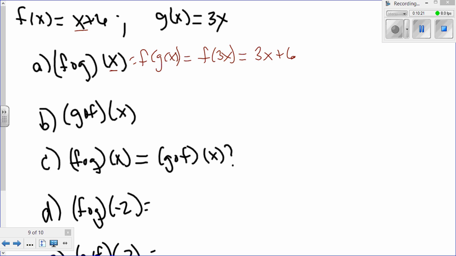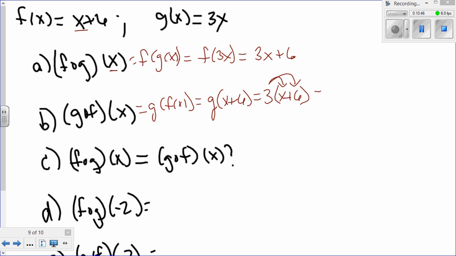Now I'm going to find g of f of x. So I'm going to work with f of x first this time. And that is x plus 6, so I'm going to take x plus 6 and put it in place of x. So I'd have 3 times x plus 6. Well, that looks a little bit different because of the parentheses, so I need to distribute. So I have 3x plus 18.